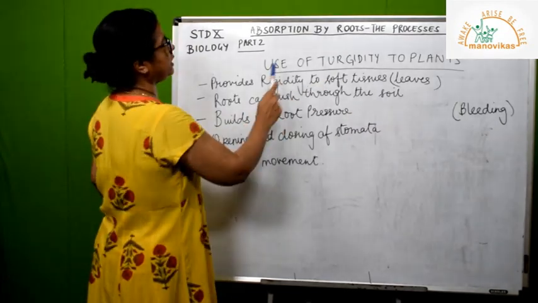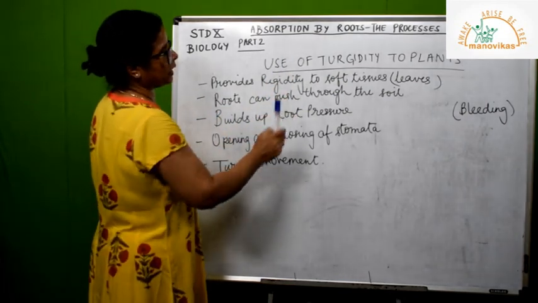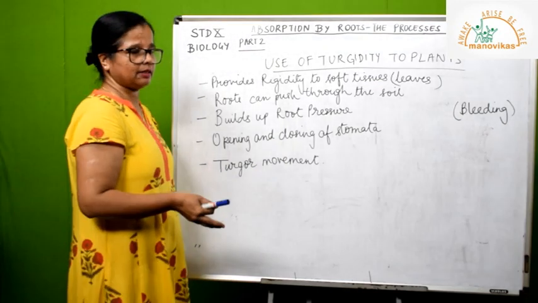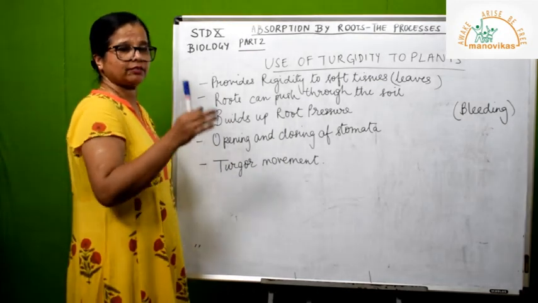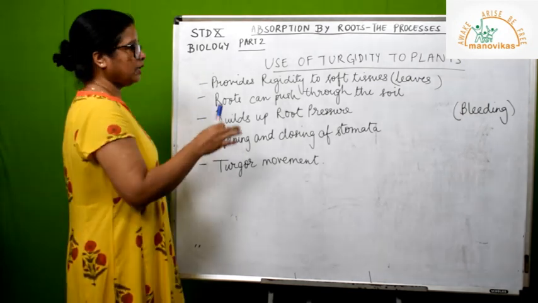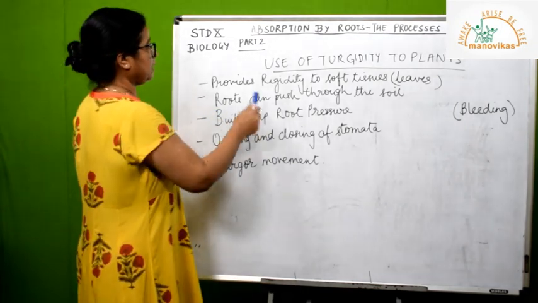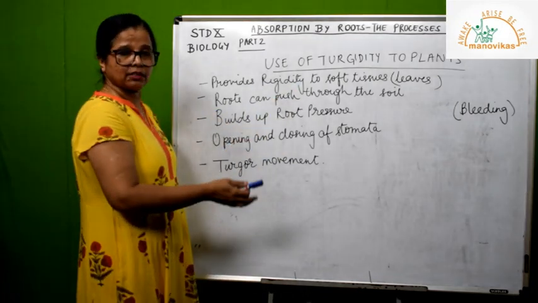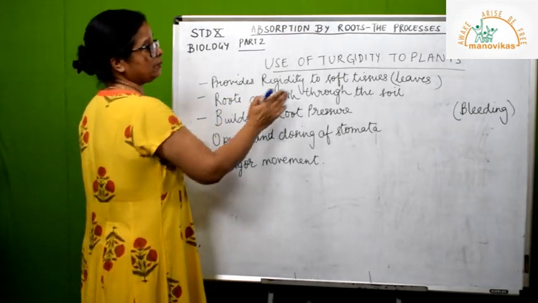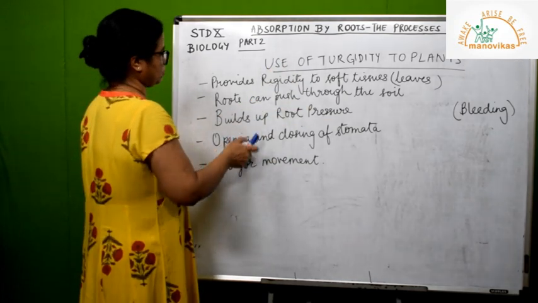How is turgidity useful to plants? It provides rigidity to soft tissues like leaves. You can see when a potted plant is kept outside in the sun, because of excessive transpiration, loss of water from the surface of the leaf, what happens in the end? They become very droopy and flaccid. Now again in the evening when the plants are watered, they become rigid again because the water enters into them and brings them back to their shape and helps them with their various processes also.